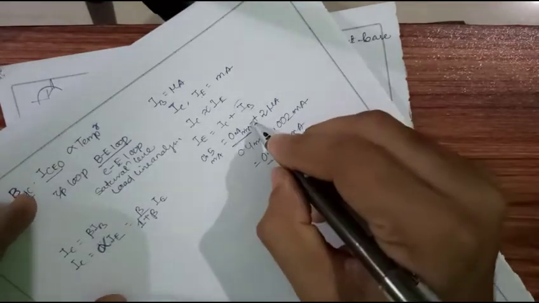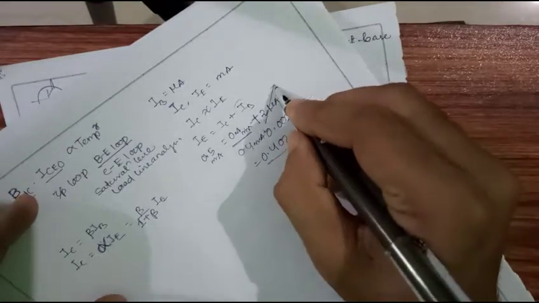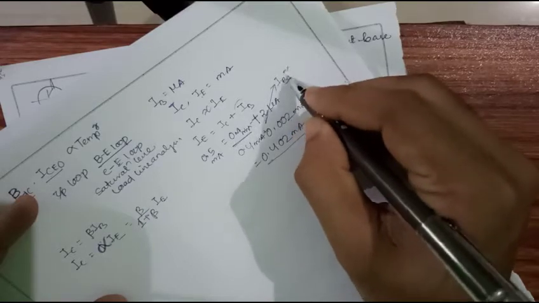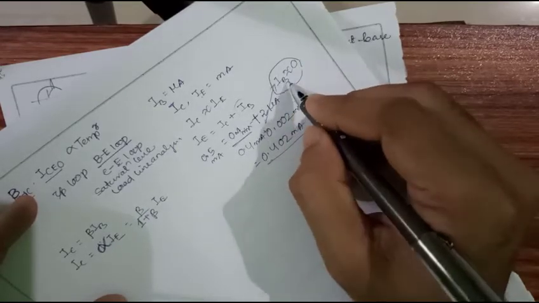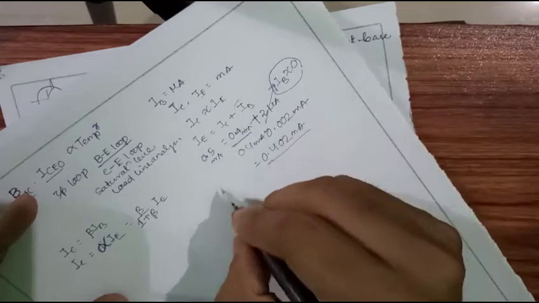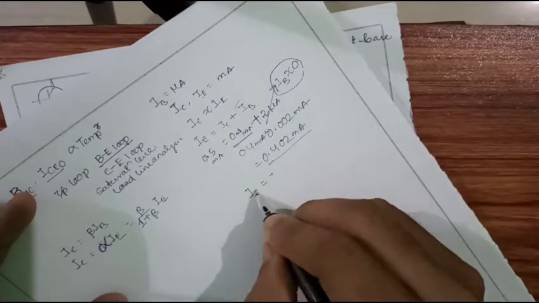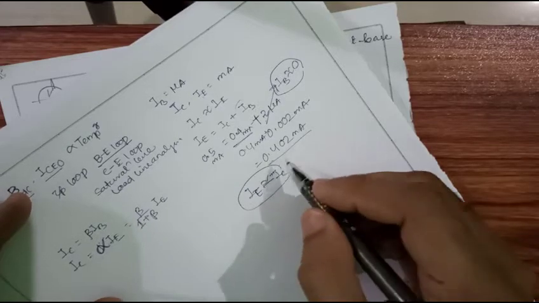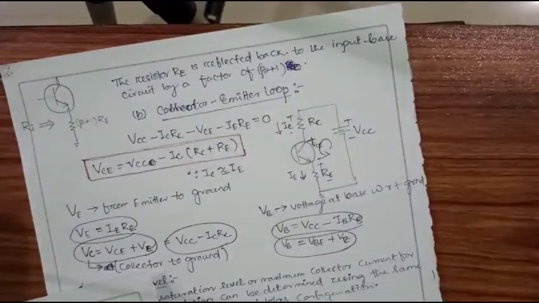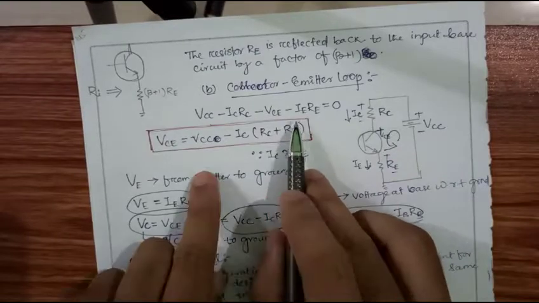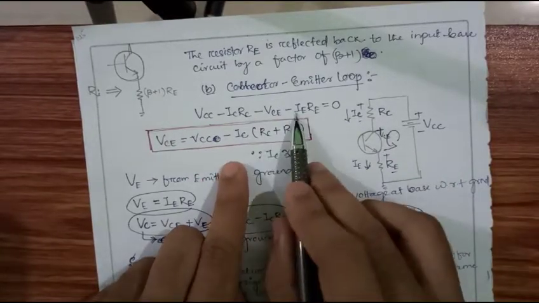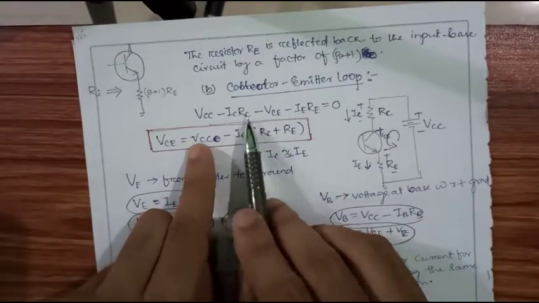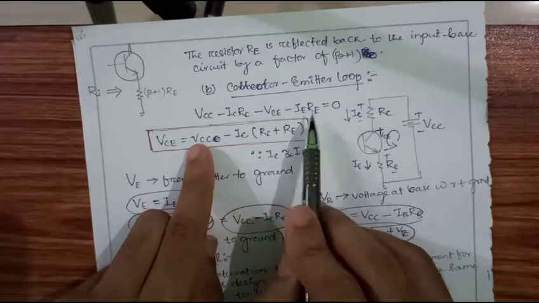So in some cases, for our calculation, we can neglect this value of IB. As this value of IB is approximately 0, we can neglect it, meaning we can take IB as approximately 0. Then IE will become IC. They are approximately equal, both IC and IE. So here, in place of IE, I will replace it by IC. So it will become VCC minus IC RC minus VCE minus IC RE equal to 0.